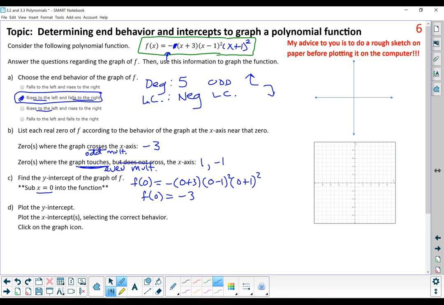All right, and then we need to graph it. It's a little bit challenging to graph. My advice to you, before you even start plotting it in ALEKS, is to just make a rough sketch. So start with your end behavior. We know this side is down and this side is up. We know that it's going to go through the y-axis, that's our y-intercept, at -3. And we know that our zeros are -3, -1, and +1.